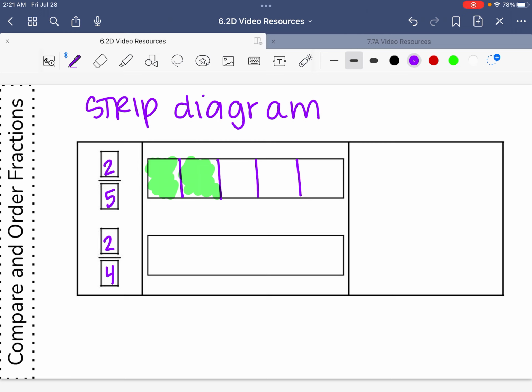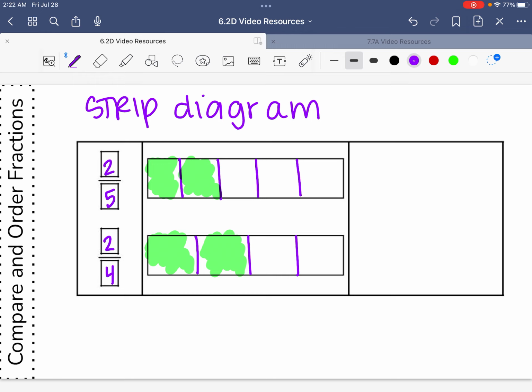For the second fraction, I have 2/4. So I need to cut it into 4 total pieces. So I'm going to cut it down the middle first. That is not the middle, so we're going to try again. Cut it down the middle first, and then cut it into 2 pieces on either side. And this time I have 2 out of 4, so I'm going to shade 2 out of the 4.